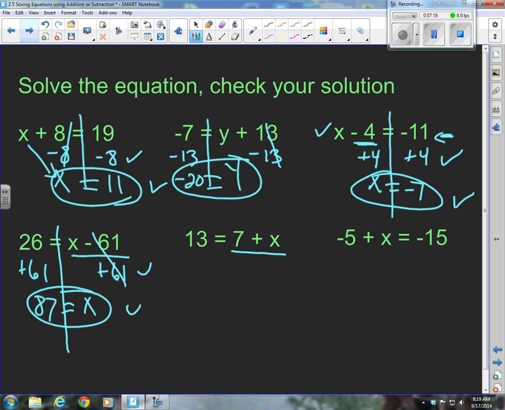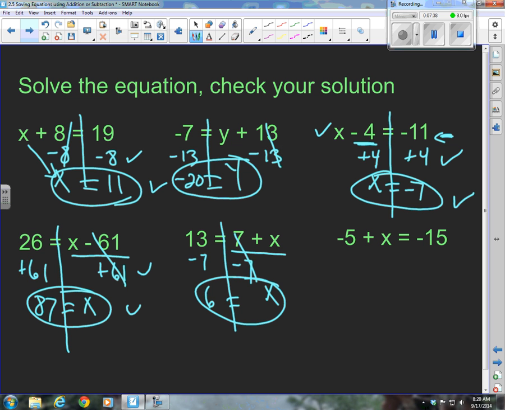Positive or negative? It is positive. Positive, I had to undo it by doing subtraction. Positive 7 minus 7 should cancel out. Okay, what's left over here? x. Now I have to subtract 7 from this side. 13 minus 7 is 6. x equals 6.